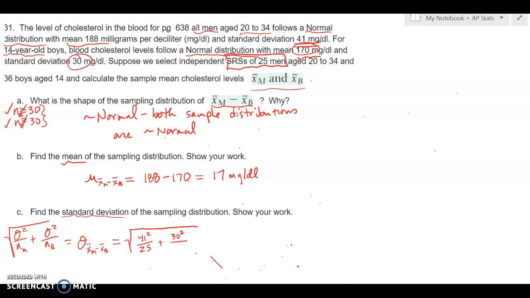Okay, so let me see. SRS of 25 men aged 20 to 34 and 36 boys. So I got 36 here. Go through a little bit of calculator work and you should get approximately 9.06 milligrams per deciliter. So we now know that our sampling distribution of the differences here is centered at 17 milligrams per deciliter and has a standard deviation of 9.06.